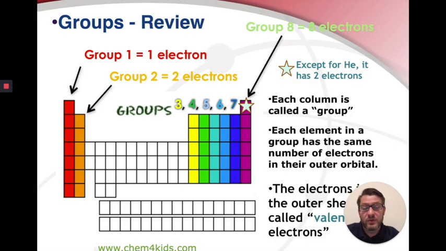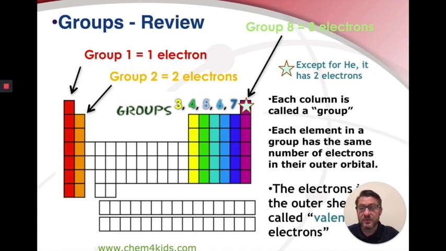So, when we look at the periodic table, the horizontal rows, the periods, show us the configuration of the electrons, the orbitals. So each period represents a different orbital being occupied. Each orbital can only hold so many electrons. The vertical columns show us how many electrons are in each orbital.